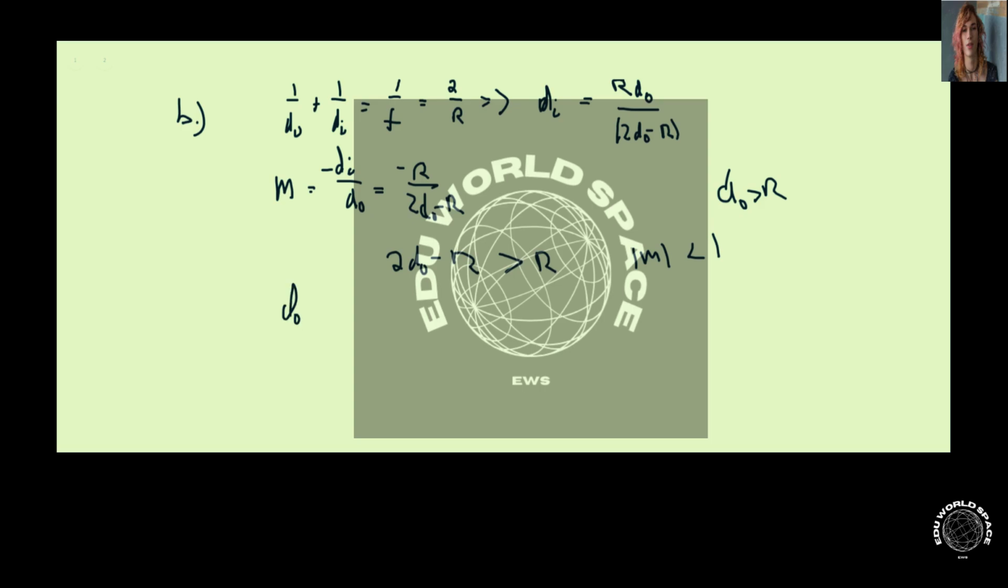Now let's show the second case, the object distance being less than the radius of curvature. What this leads to now is 2 d naught minus r is less than r. So if our denominator is less than our numerator, then that fraction is going to be greater than 1, which is exactly what we wanted to show. Awesome.